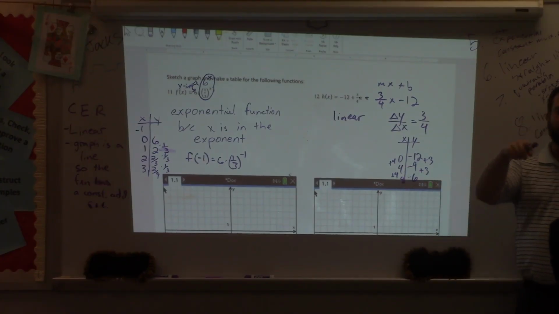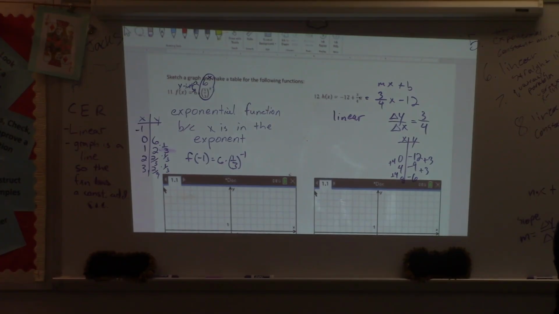Notice I can add the 3/4, Dean, like you were trying to do. But Dean, you can't see what I just did.